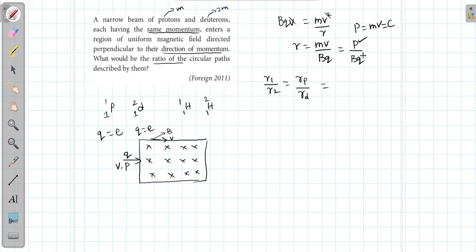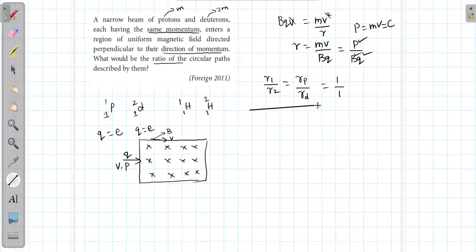So momentum same, charge same, magnetic field also same. Therefore, the ratio is 1 by 1. That's all. That's a very simple question, because the momentum is the same and the charge is also the same. Sometimes they may ask this question a little bit differently.